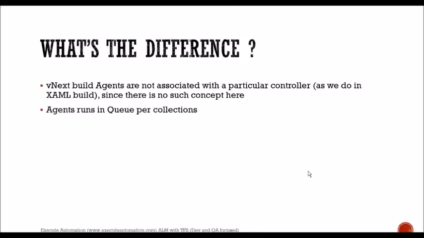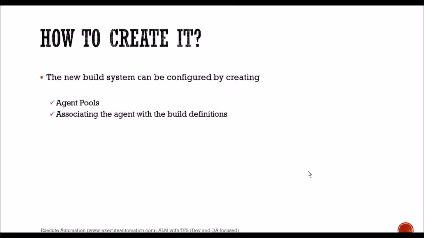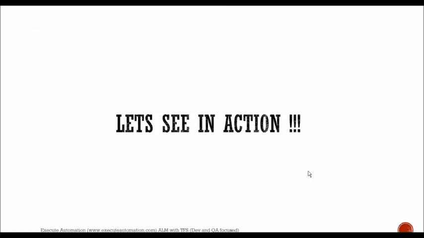So that's one of the greatest, super cool features as well. And you can have any number of build agents for a collection. That's also great news. And you can set the capabilities and demands for the agent, meaning you can set capabilities like which operating system you're running and which version of .NET framework you're running. All those capabilities can be set for the particular agent as well. So how do you create it? The new build system can be configured by creating the agent pools and associating the agents with the build definitions. So let's see this in action.